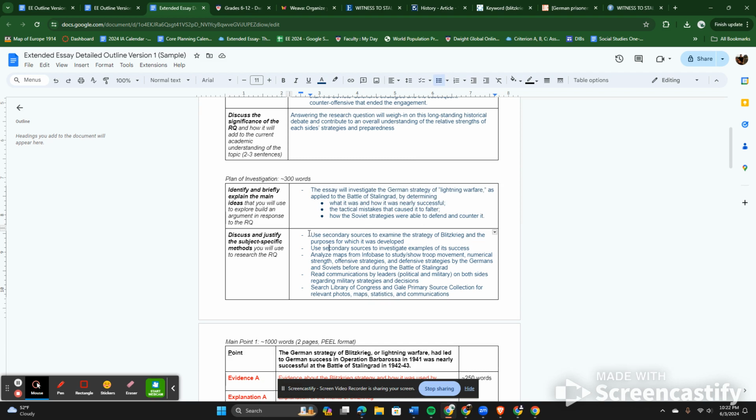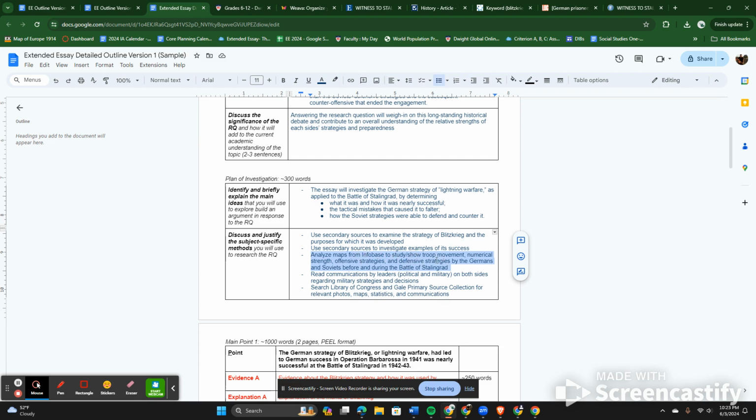And then I have some ideas here, again, bullet point, brainstorm, but complete thought and detailed information here about how I might find that. So I'll use secondary sources that are going to help me examine what blitzkrieg was and how and why it was developed. I'll look at secondary sources as well to figure out examples of its success. So, for example, looking at how it was used in France to knock them out of the war. I'll also try to analyze some maps. I know that Infobase has a lot of maps, so I'm going to start there and see what I can find. You can get that through our Dwight library.